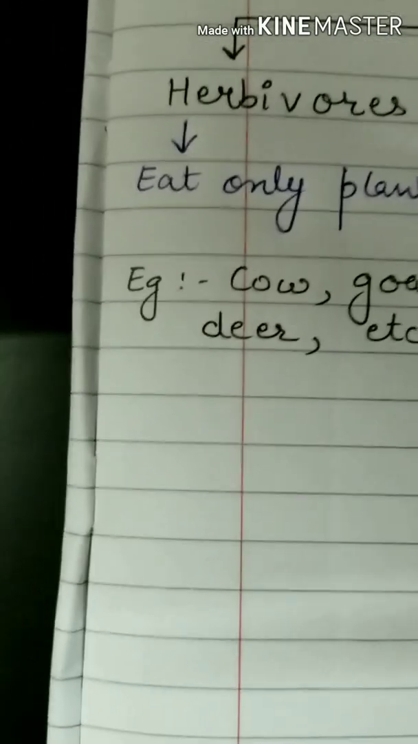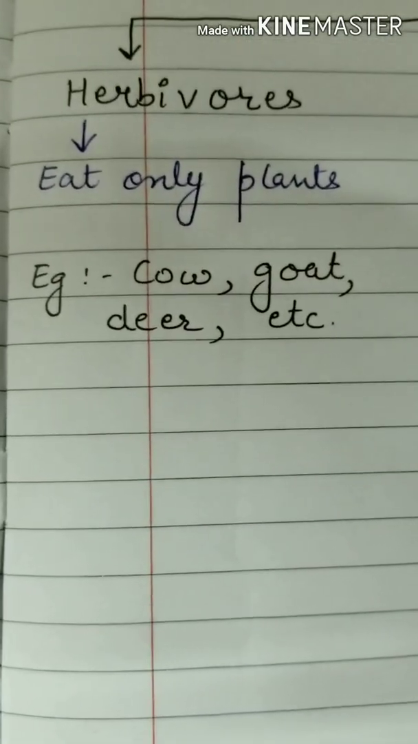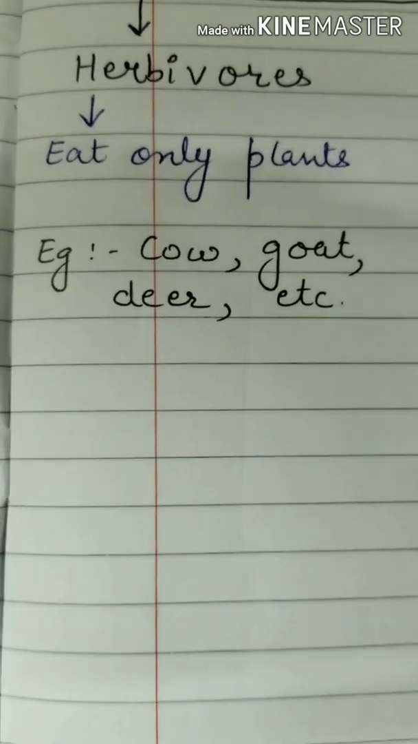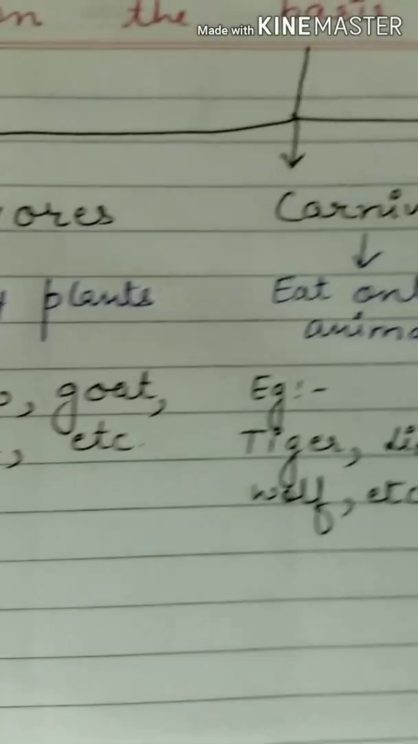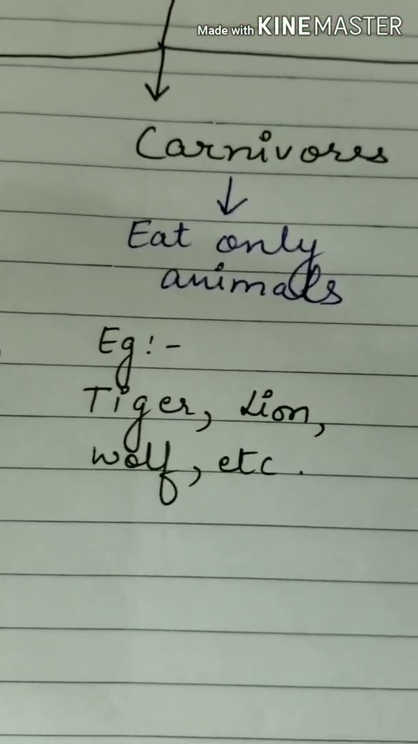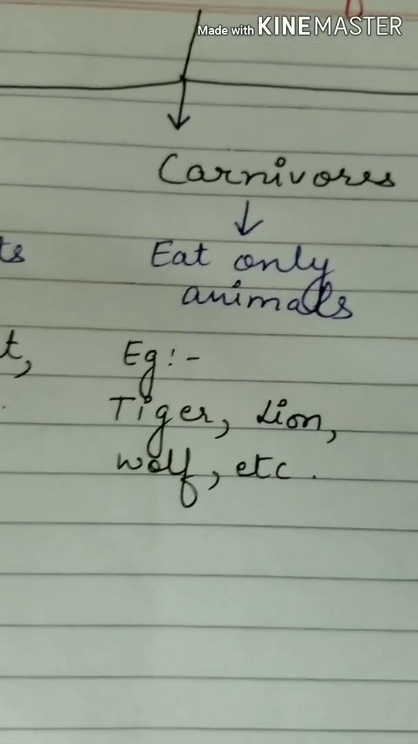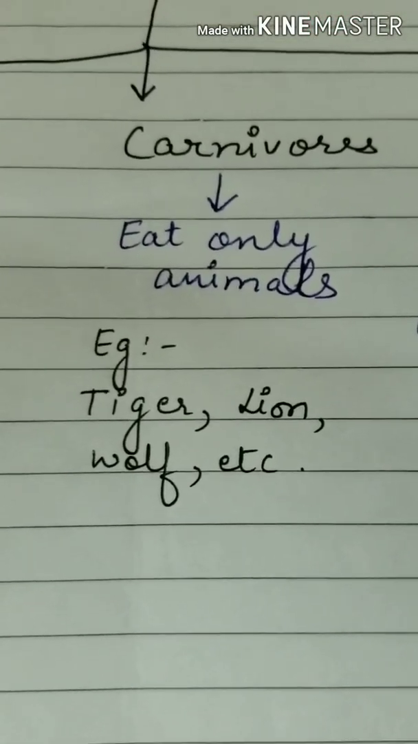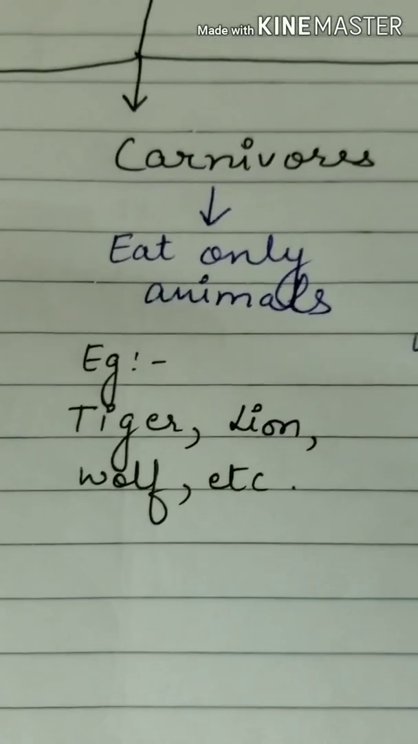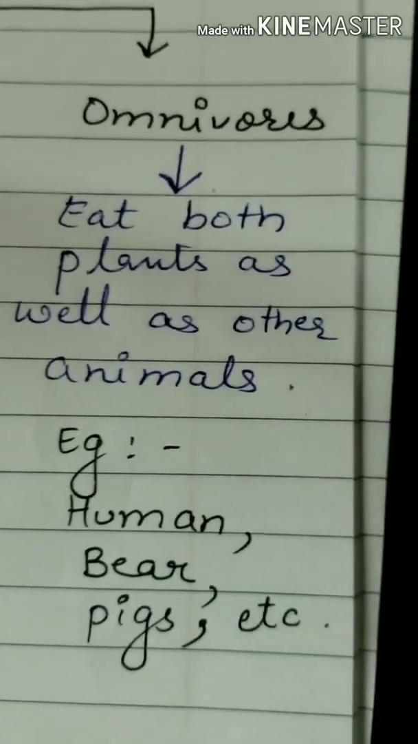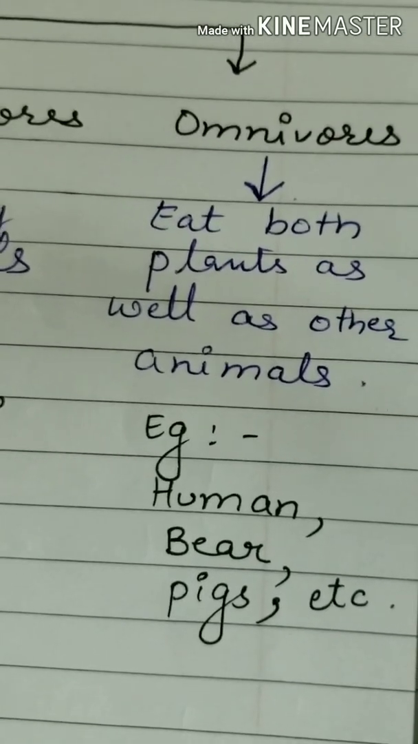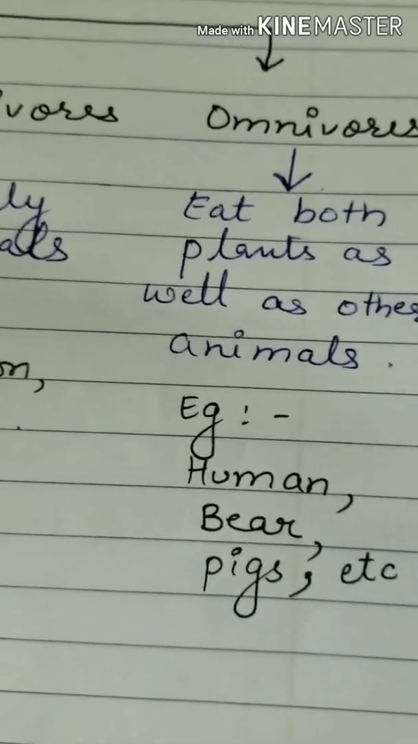First, herbivores are those animals that eat only plants, for example cow, goat, deer. Then carnivores are those animals which eat only other animals, like tiger, lion, wolf. Then omnivores eat both plants as well as other animals. Human beings, crows, pigs. These are the various types of animals.